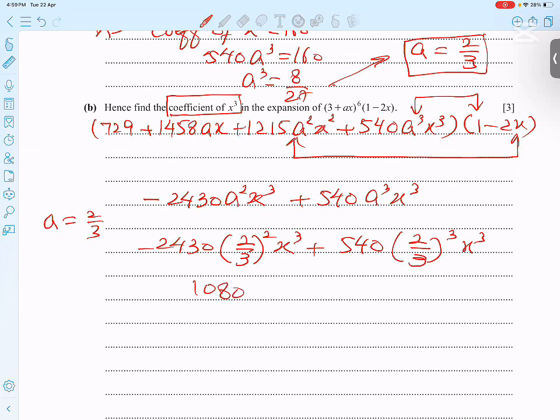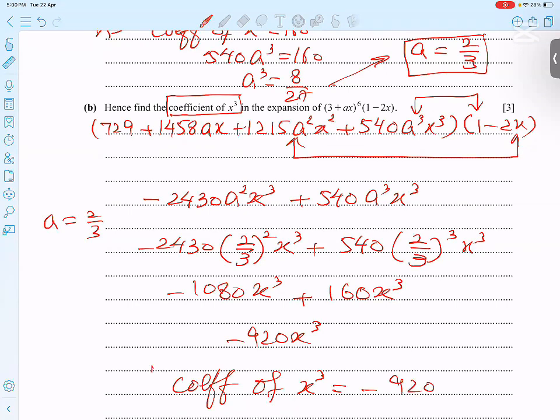Whereas the other x cube and negative sign still there. So 540 times 8 divided by 27, which we know already, which in the previous part he said 160. So 160 x to power 3. And now you students, you know it very well. If I solve it, negative 1080 and plus 160, and I'm getting negative 920 x cube. I'm looking for the coefficient. So negative 920. I hope so. The point is very clear.